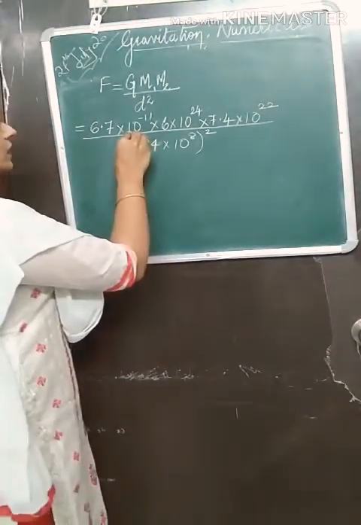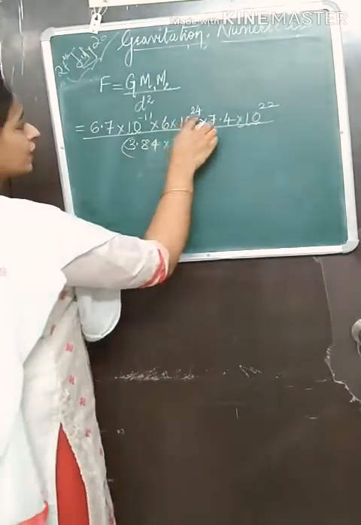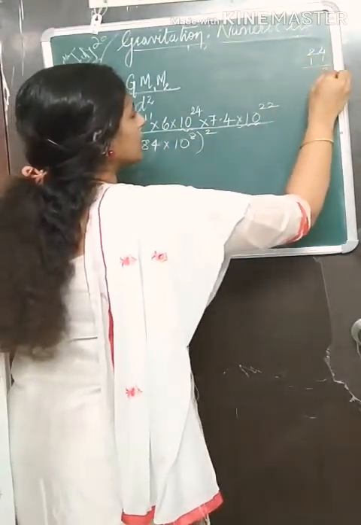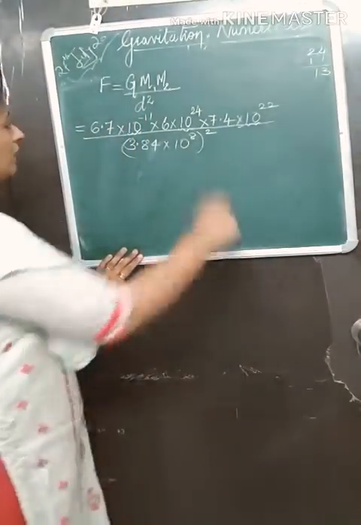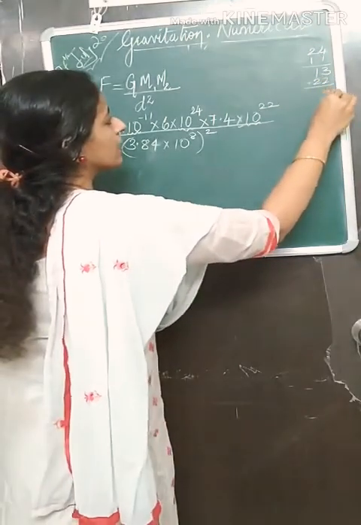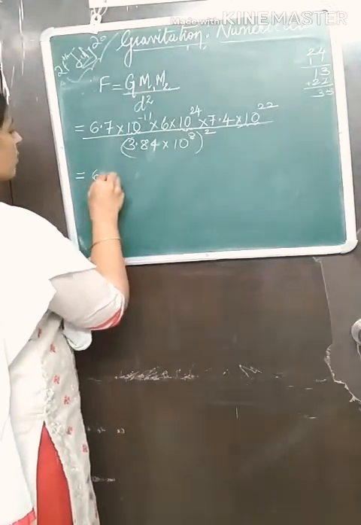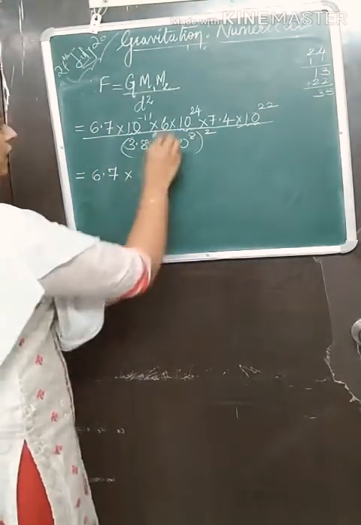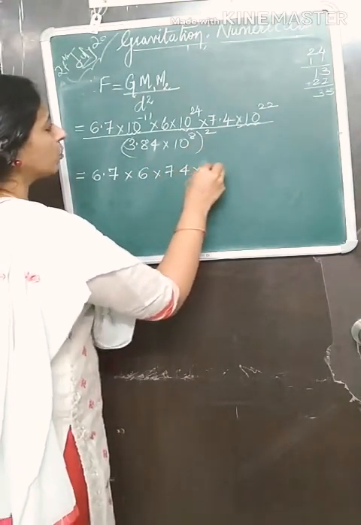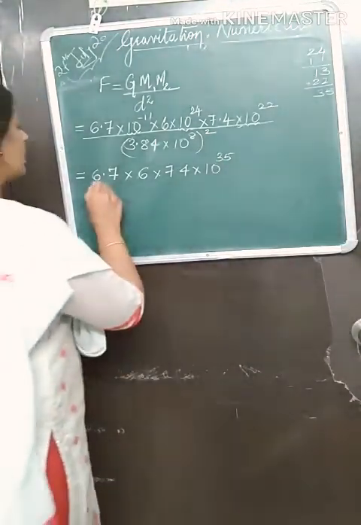Now let us solve the 10 raised to first. So what all you have? Minus 11 and 24. 24 minus 11, you get 13. Now 13 plus 22, you will get 35. So I will write 6.7, numbers I'll bring together, into 6 into 7.4 into 10 raised to 35. Finally I got 10 raised to 35. What is down?